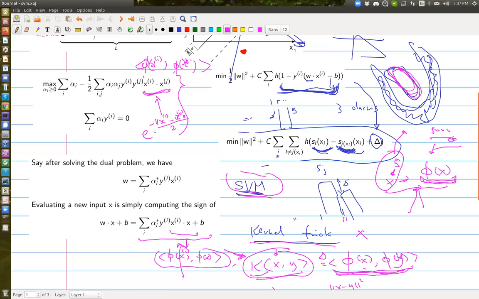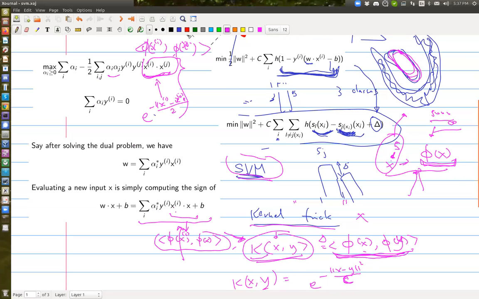But if I replace it by this, it doesn't change anything, right? I can still solve the same problem. What we have been doing so far, we can still solve for alphas in the same way. And after that, with alpha star, we can still evaluate this with this guy here. So this is basically kernel SVM.